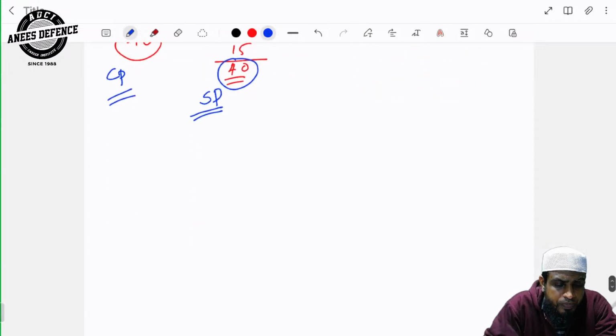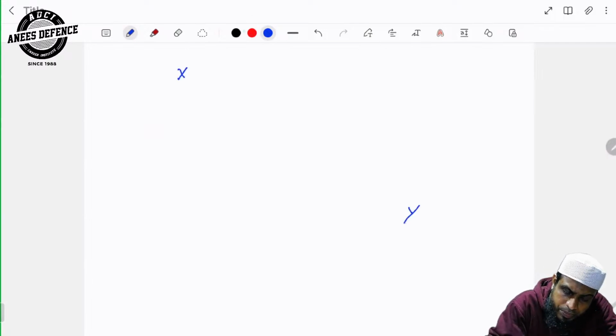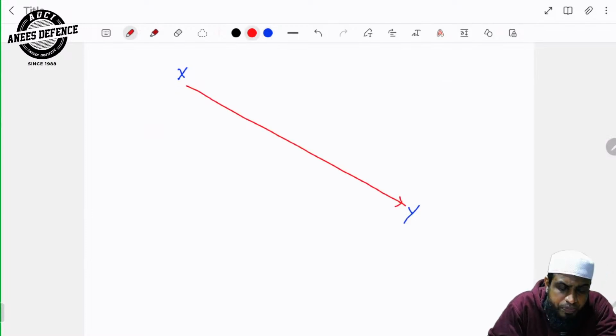Next question. Two cities X and Y are 700 kilometers apart. X to Y is a downstream journey on a stream which flows at a speed of 5 kilometers per hour. So X to Y, downstream.